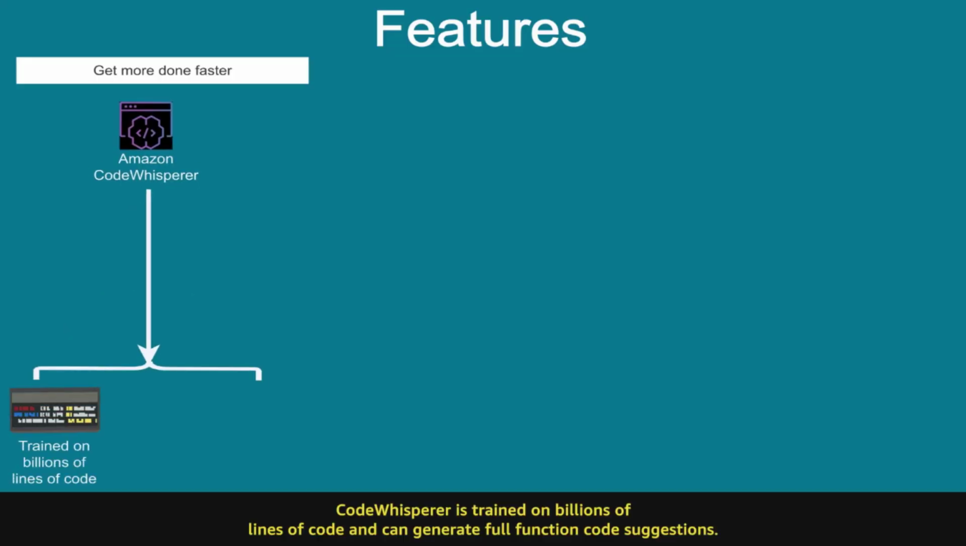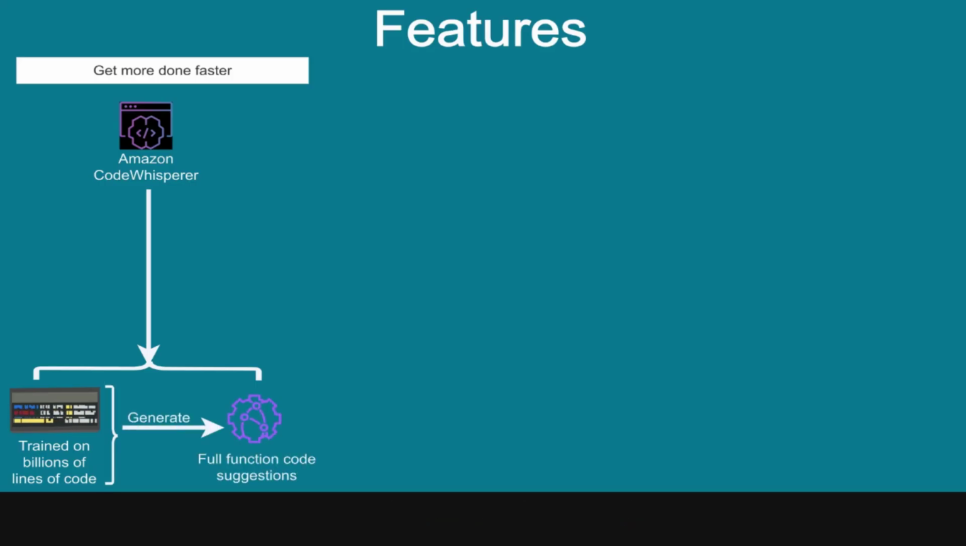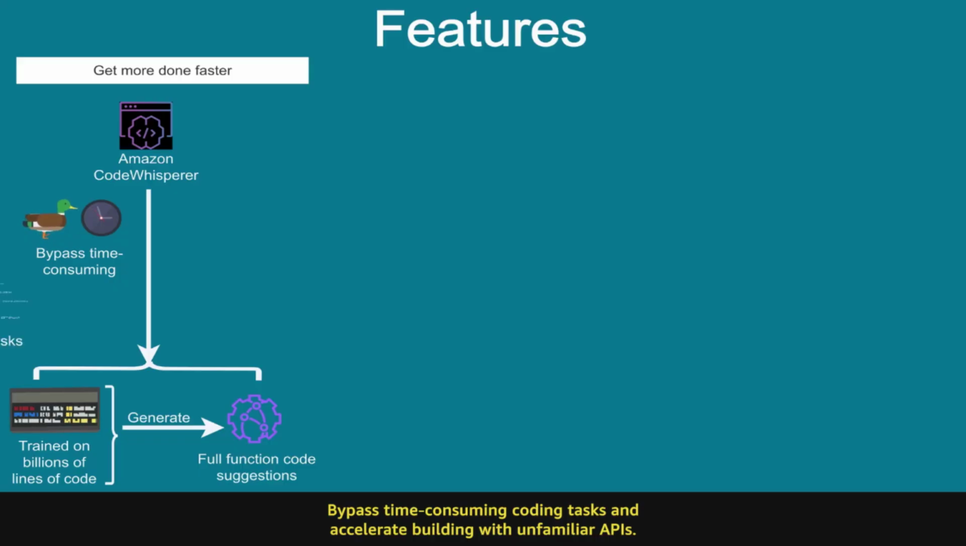Features: get more done faster. CodeWhisperer is trained on billions of lines of code and can generate full-function code suggestions. Bypass time-consuming coding tasks and accelerate building with unfamiliar APIs.